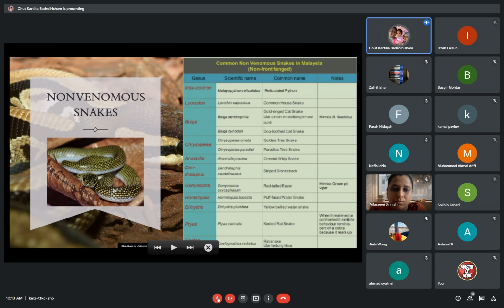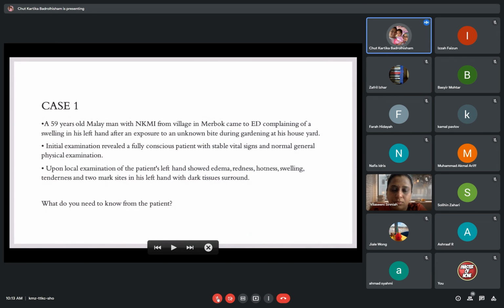Other than that, just nice to know, there are also non-venomous snakes. For example, the python, which is the most common in Malaysia. Green snake. Okay, case 1.